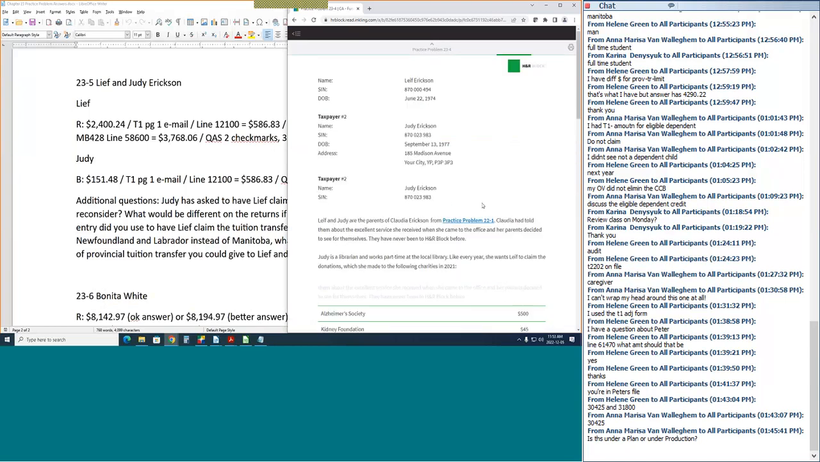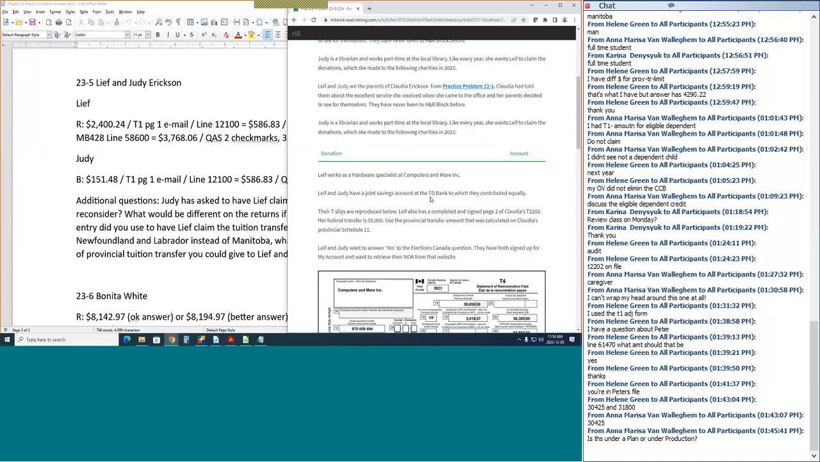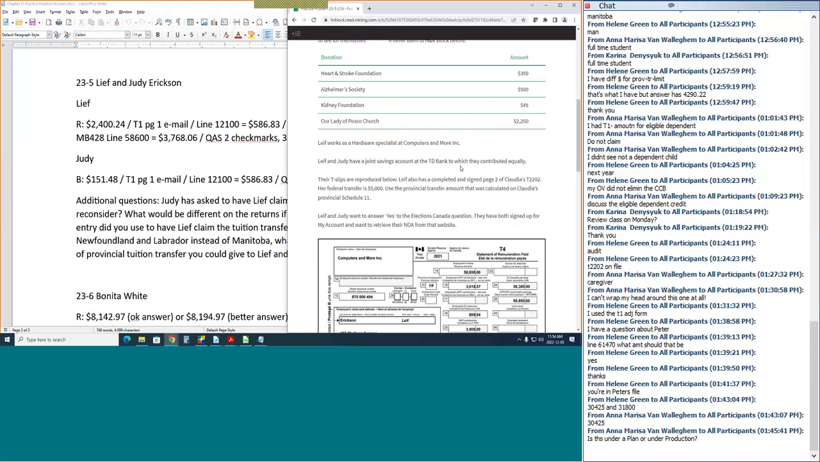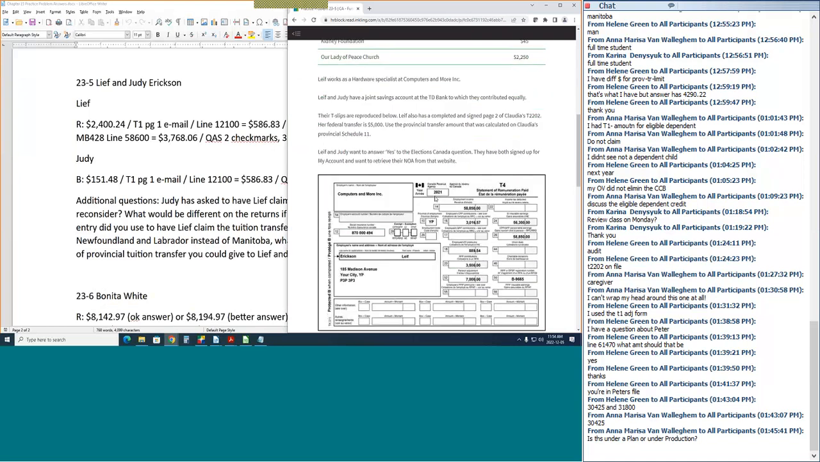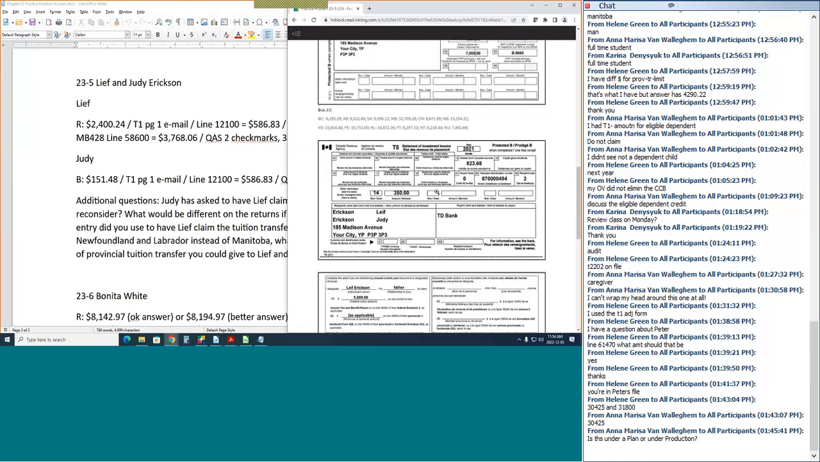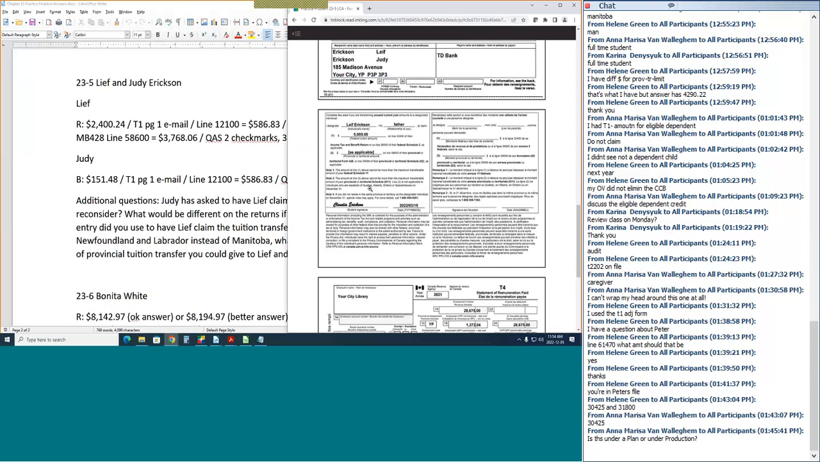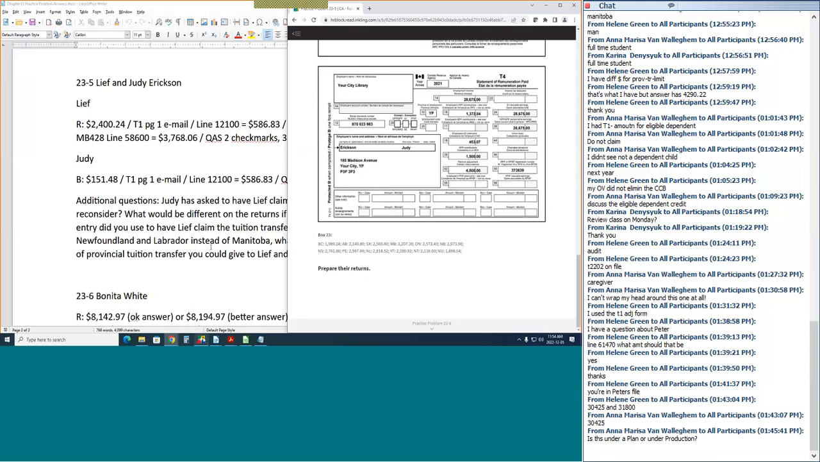Here we go. We have some part-time income for Judy. We have some donations. They had a joint savings account, so you would have had to figure out how to split that. I'm going to make sure you take a look at the data entry for that. We had some transfers. They both signed up for My Account. They want to receive their notice of assessment from the website, so I want to make sure we've done that as well. And in this case, you're going to have that $5,000 federal transfer and the provincial one. Make sure you know the provincial amount and prepare their returns.